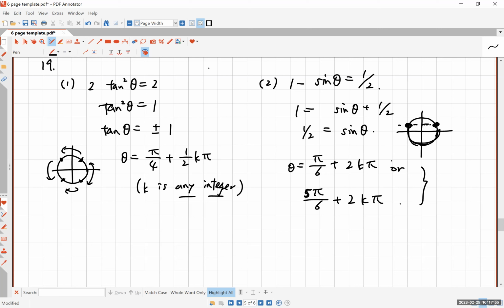And you can't really combine these because they don't happen at a certain interval like the previous one. So the answer will consist of 2 lines, basically: pi over 6 or its equivalent angles, and then 5 pi over 6 or its equivalent angles. All right, let's go.